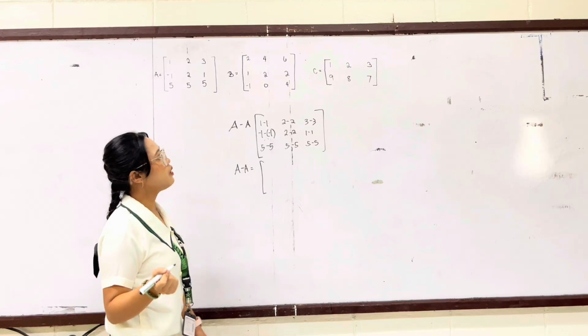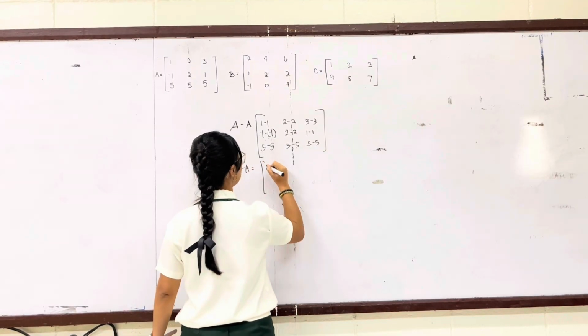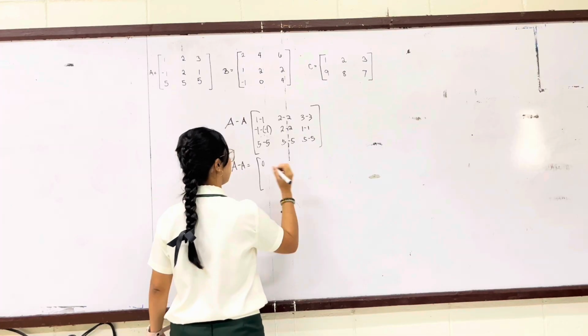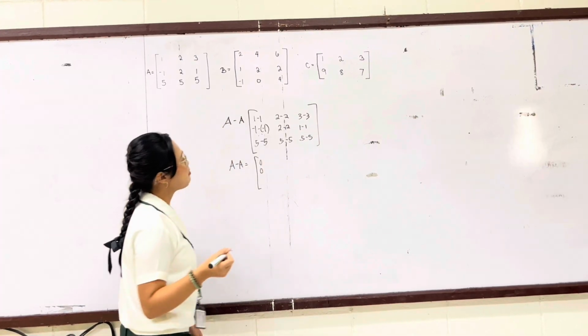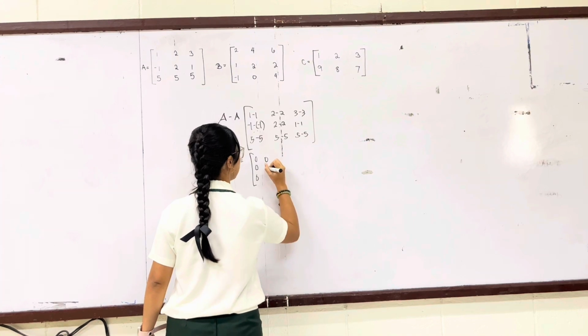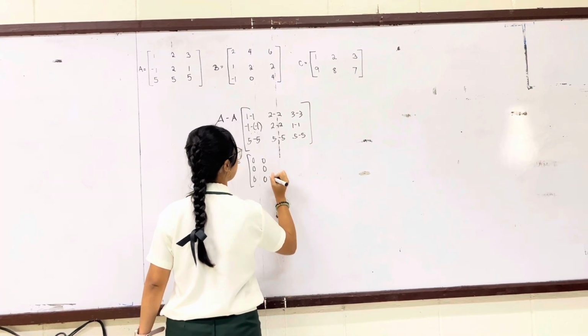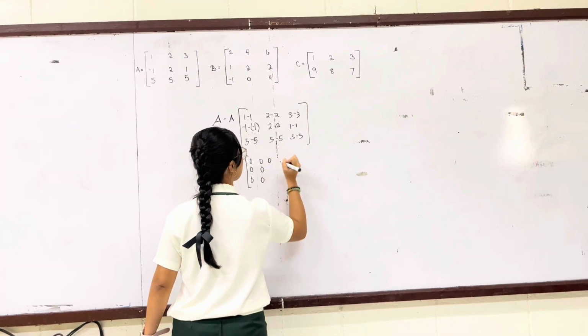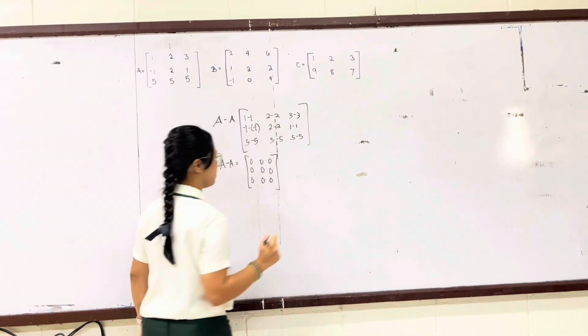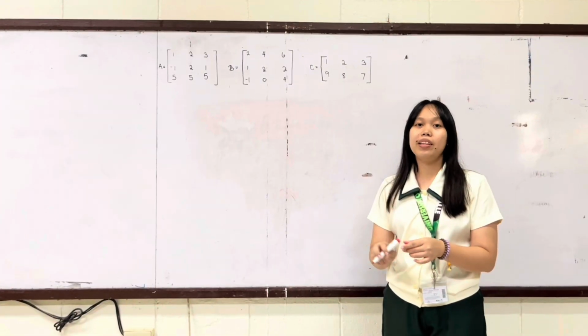So let's solve for this. Now, 1 minus 1, 0. Negative 1 minus negative 1, so that's a double negative, so it's still 0. 5 minus 5, 0. 2 minus 2, 0. 2 minus 2, 0. 5 minus 5, 0. 3 minus 3, 0. 1 minus 1, 0. And 5 minus 1 is 0. Okay, so now we go with number 7.